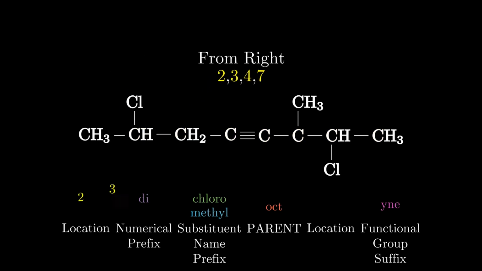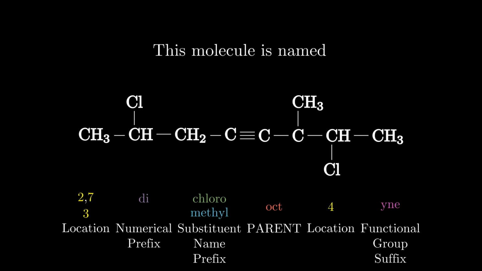Now all that is left for us to do is put our substituents and locations together to generate the name of the molecule, so we get 2,7-dichloro 3-methyl oct 4-ine.